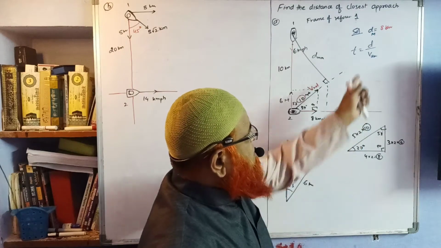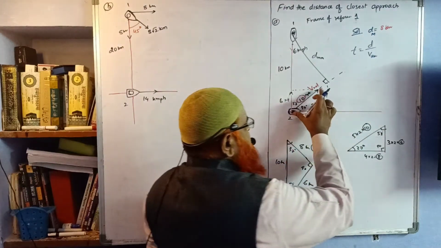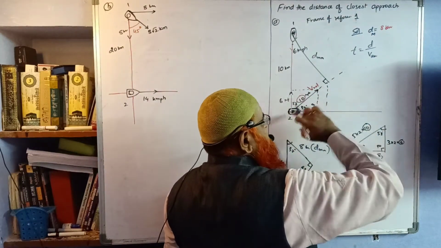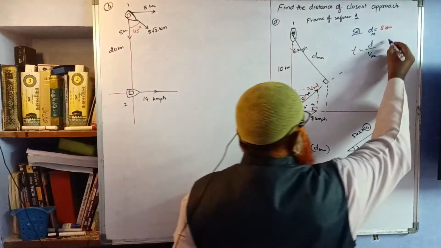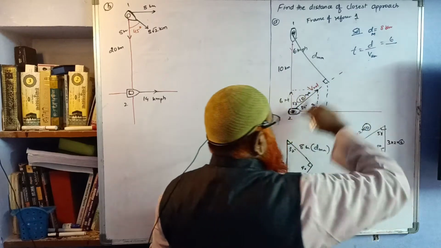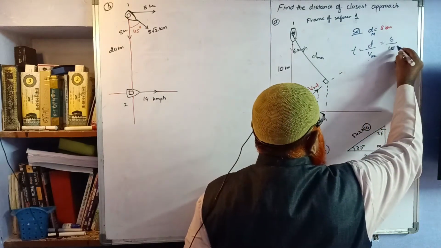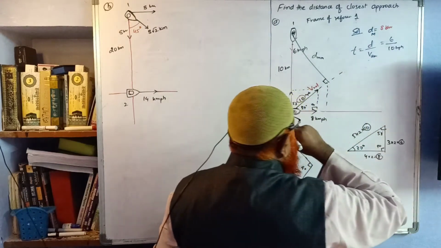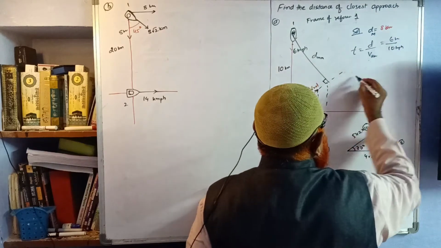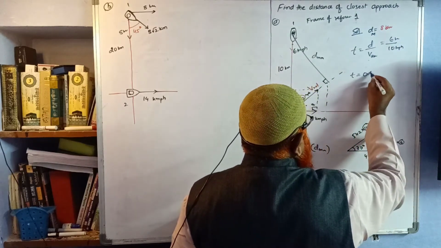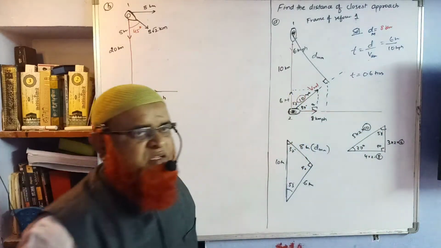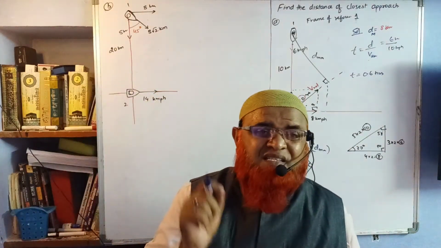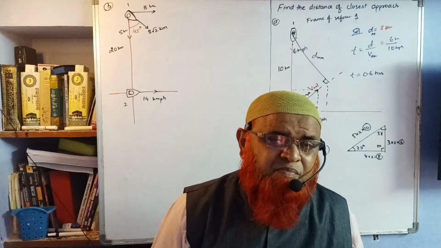So very simple concept. Therefore, this distance along the hypotenuse is going to be 6 here, and velocity in this direction is going to be 10 kilometers per hour. And distance is going to be 6 kilometers. Therefore, time is going to be 0.6 hours. It's a very simple problem.